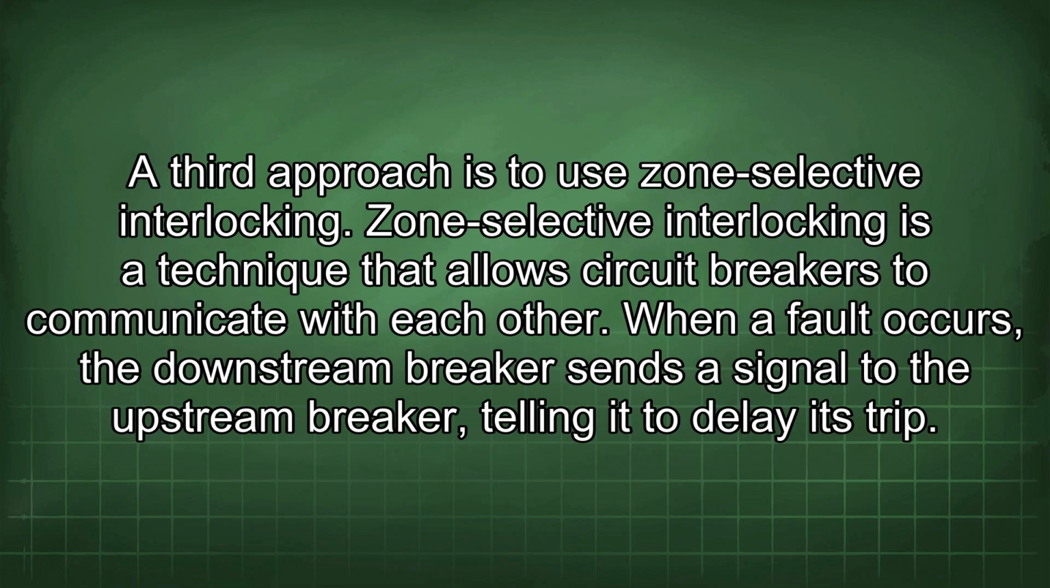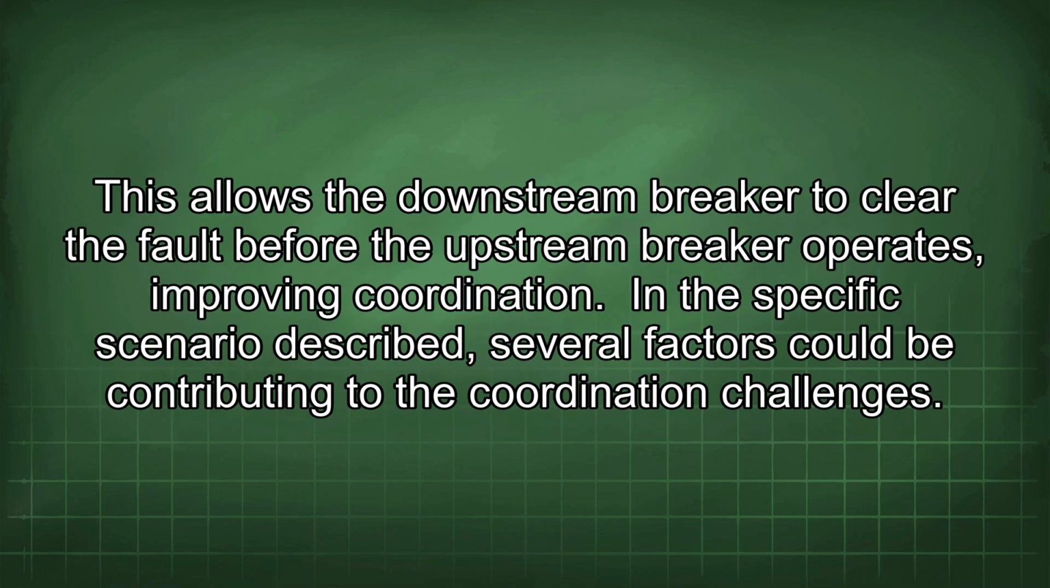A third approach is to use zone-selective interlocking. Zone-selective interlocking is a technique that allows circuit breakers to communicate with each other. When a fault occurs, the downstream breaker sends a signal to the upstream breaker telling it to delay its trip. This allows the downstream breaker to clear the fault before the upstream breaker operates, improving coordination.